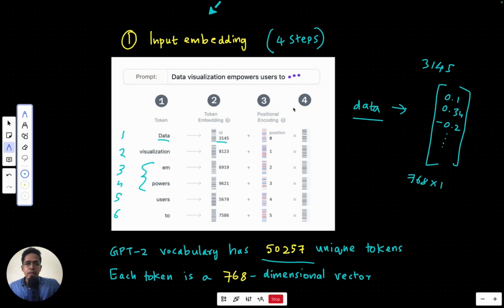On top of all of this, there is something called positional encoding. It encodes or embeds the fact that the word data is appearing in the 0th position, because the counting of the position starts from 0, 0, 1, 2, 3, 4, 5. And this positional encoding basically adds this additional information that the word data is appearing in the first position, or rather 0th position. And why is this important?